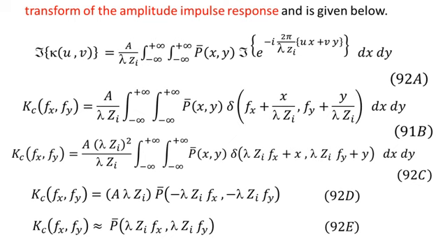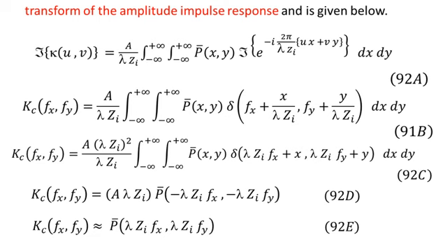This is a capital Kc as a function of x, y, and this capital C stands for coherent. So it is the coherent transfer function, or you can say the amplitude transfer function, on the left hand side Kc, and you know that it is equal to A over lambda zi double integral P bar as a function of x, y. When the Fourier operator has operated inside this exponential in equation 92a, we have obtained delta of fx plus x over lambda zi, comma fy plus y over lambda zi.